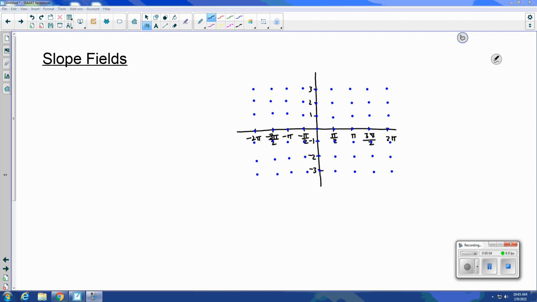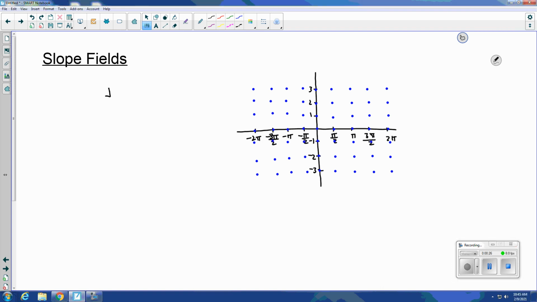Slope fields. For some differential equations, it is difficult to solve them, or impossible in some cases. So what we can do is generate a slope field, which gives us the slope at various points in the coordinate plane to get a visual of what the general solutions for that differential equation would be. So let's take an example.